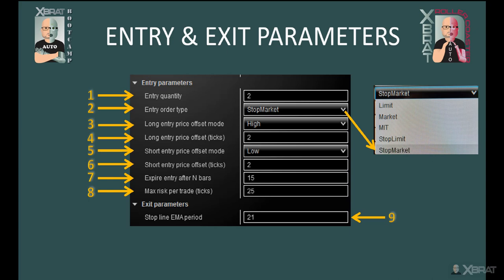Number 2 is the order type. Default is stop market, but these others are available: stop limit, MIT, market, and limit. We have default as stop market because we believe that is the most sensible entry strategy.